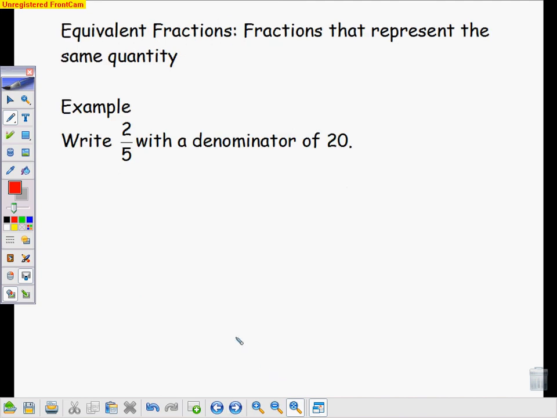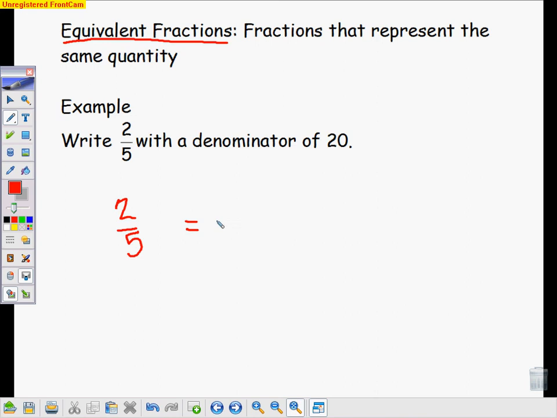All right. Last thing that we are going to look at here, oh no, it's not the last thing, sorry. Looking next, we have what are called equivalent fractions. Equivalent fractions are fractions that represent the same quantity. This is the opposite of reducing a fraction. So what we're going to do is take 2/5 and rewrite it so it has a denominator of 20.